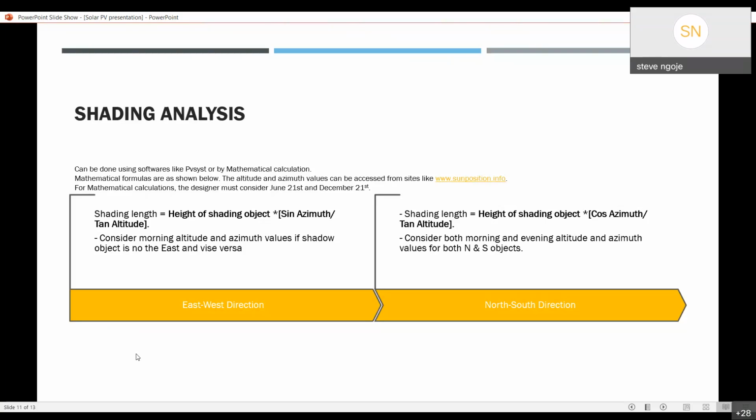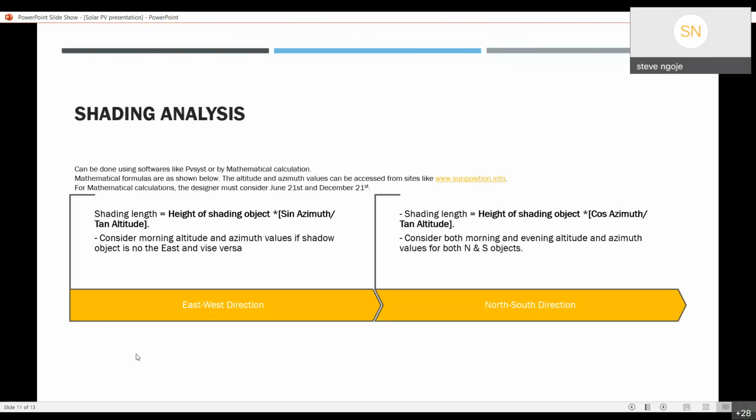So for the morning, if the object is east in Kenya, you'll consider the morning altitude and azimuth. You want to concentrate on values around 7 and 8, because past 8, the sun is already a little up. On a good day, the sun is up and you want your generation to start immediately.